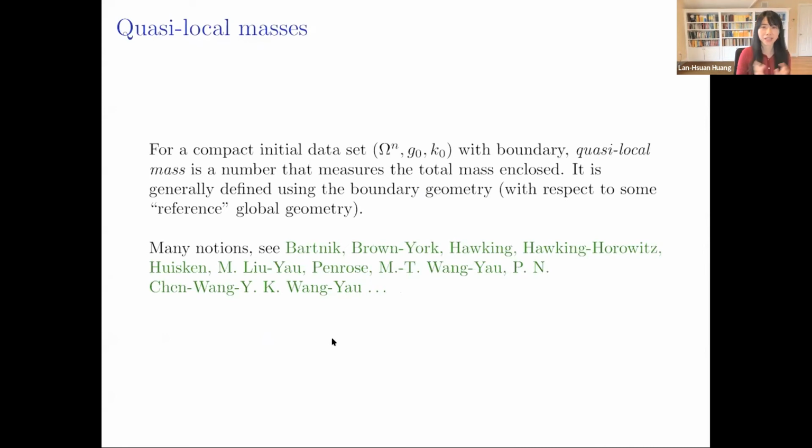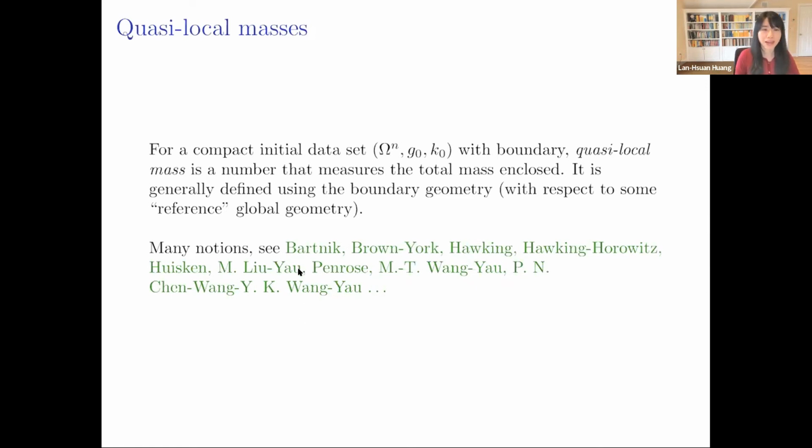It's highly motivated by the ADM mass for isolated systems, which is evaluated on the complete manifold, and also by the corresponding hyperbolic mass. This quantity is generally defined using the boundary geometry, like the induced metric and induced mean curvature. But somehow, explicitly or implicitly, it has to respect some reference global geometry. So there are many, many notions.